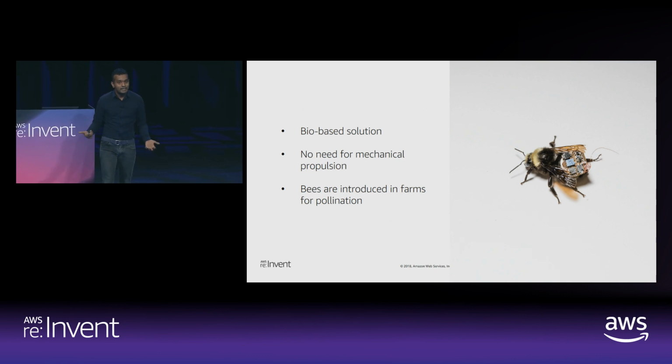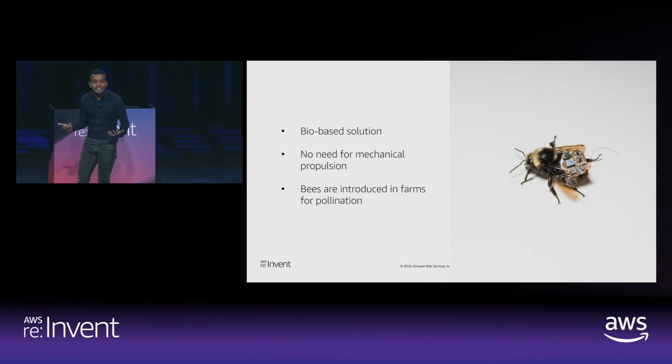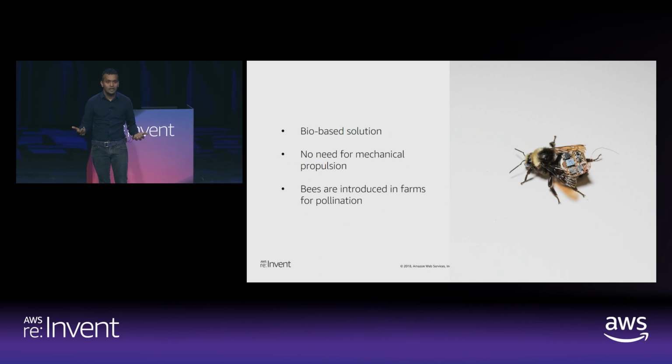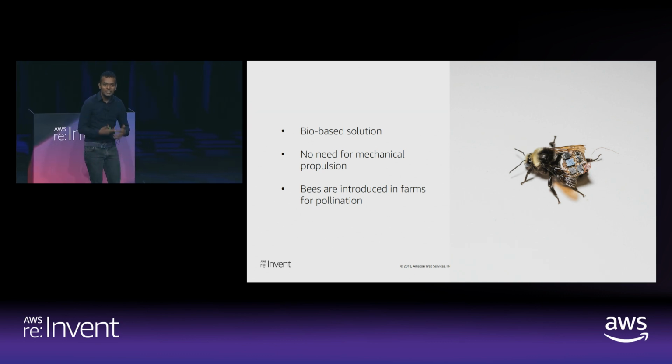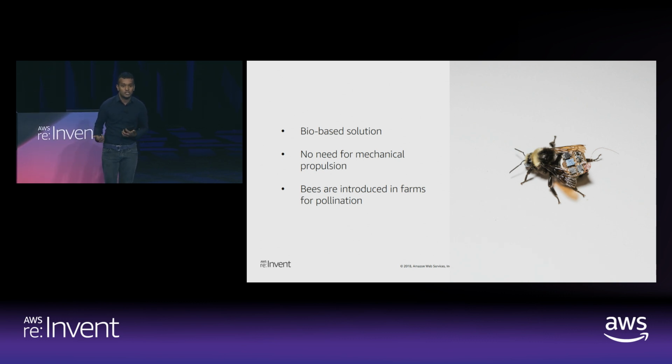And finally, from an application perspective, people already introduce these bees in farms for pollination. So effectively, what we are doing is exploiting this existing infrastructure in these farms and piggybacking our sensors on top of this to enable all kinds of different smart farming applications.